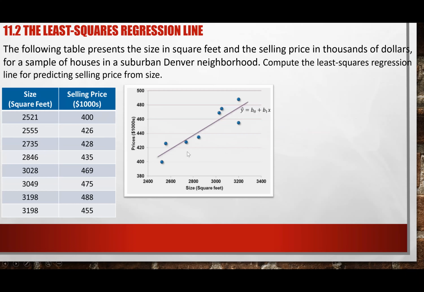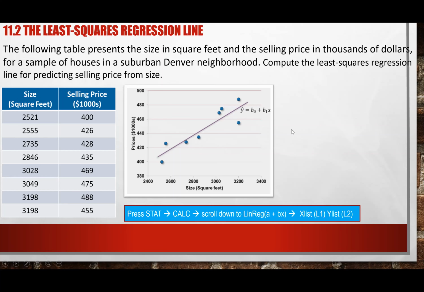So if we do the same thing as before, we have this line and we want to find this equation. Ladies and gentlemen, all you need to do is the same as before: you press stat, calculate, and scroll down to option number 8, which is LinReg a plus bx. Make sure it's a plus bx. If you do the ax plus b, your a and b swap positions and it will be wrong when you type it in. So make sure that it's LinReg a plus bx and then your L1 and L2.